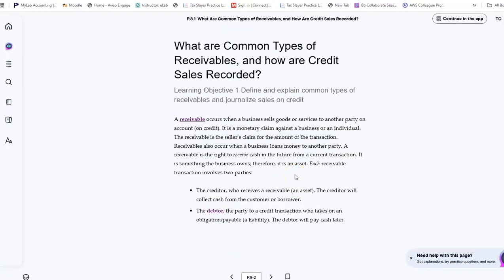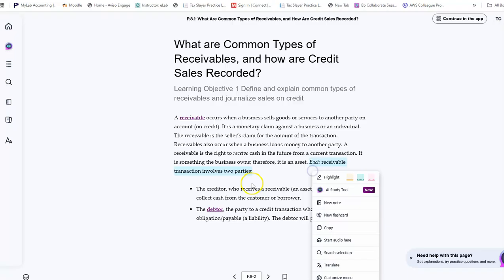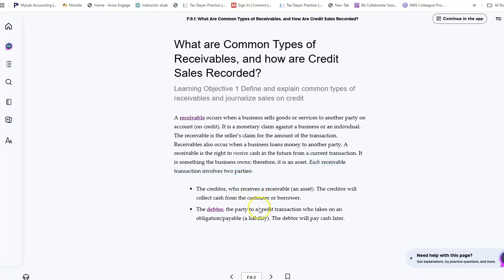So what is a receivable? A receivable happens when we have sold something to a customer on credit, so that could be services or goods. That means the customer did not pay us cash now. That means we billed them and they will pay us later. Some other terms to note: a receivable has two parties, a creditor and a debtor.